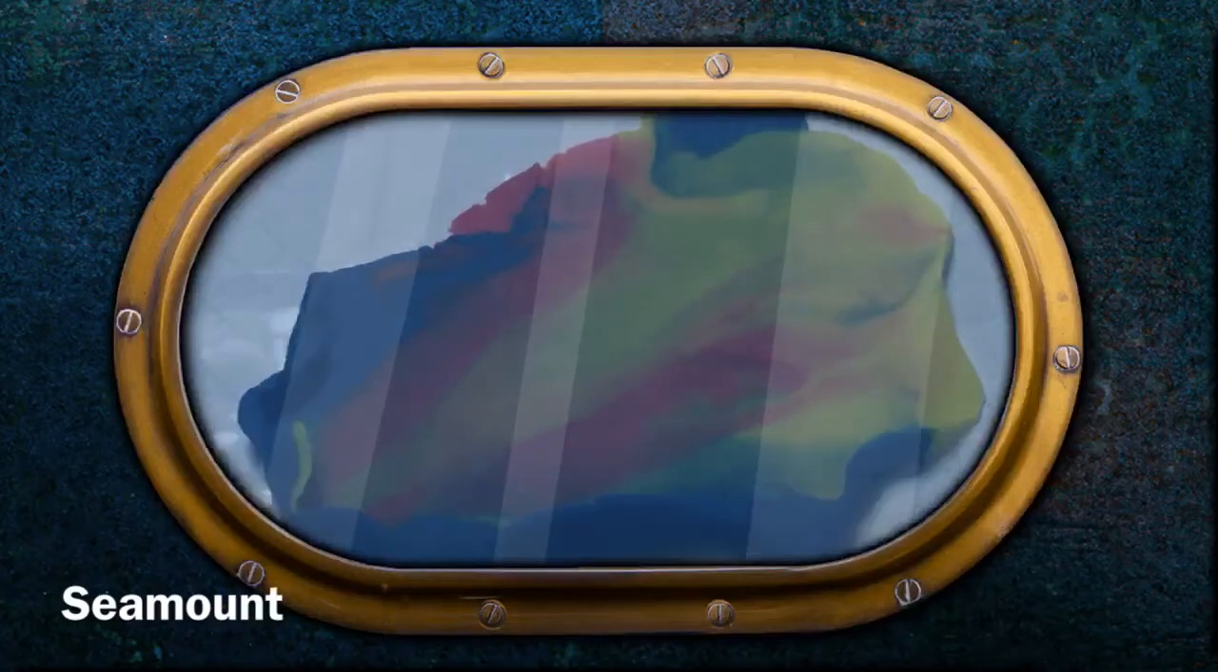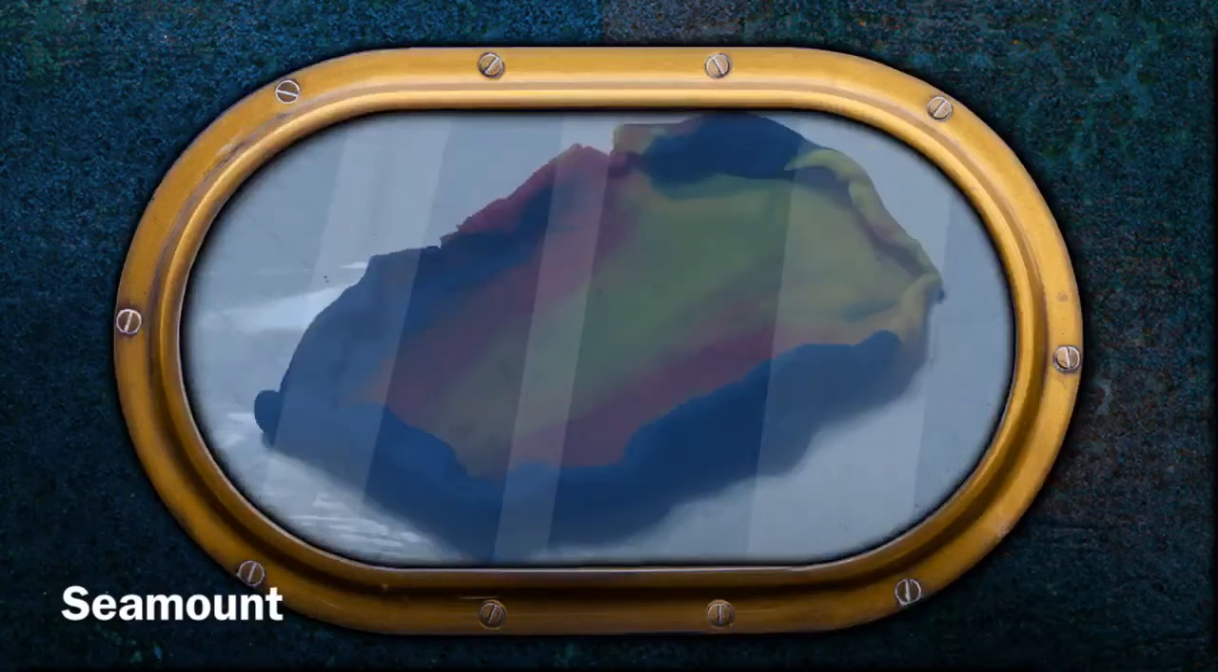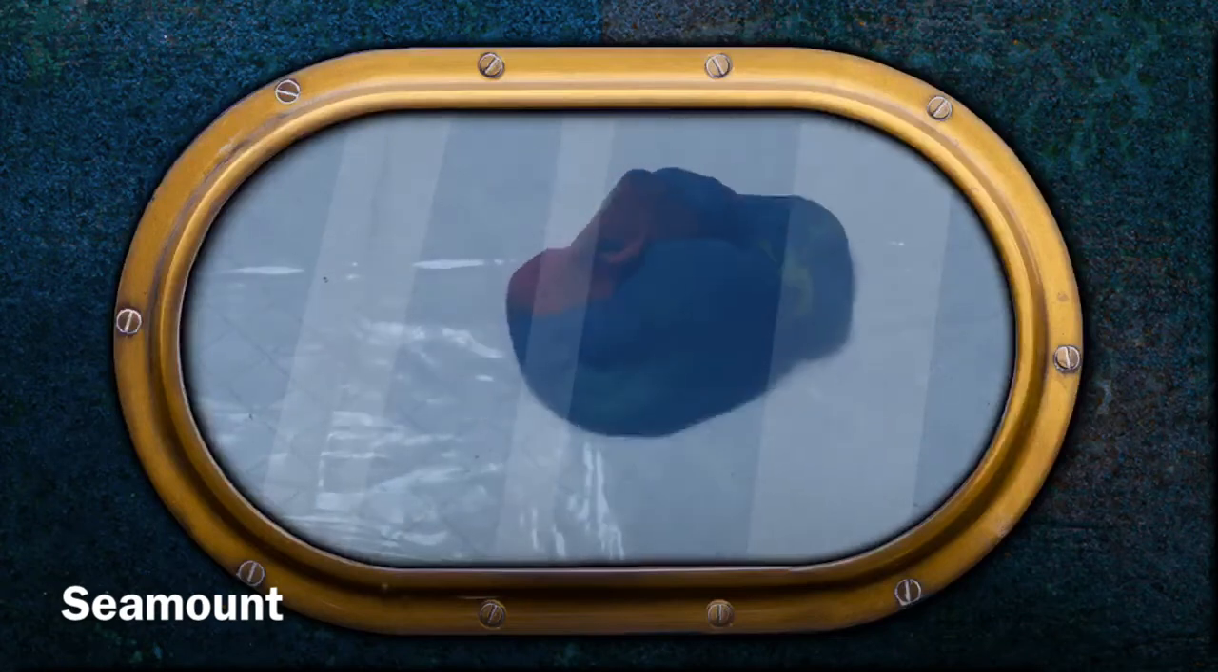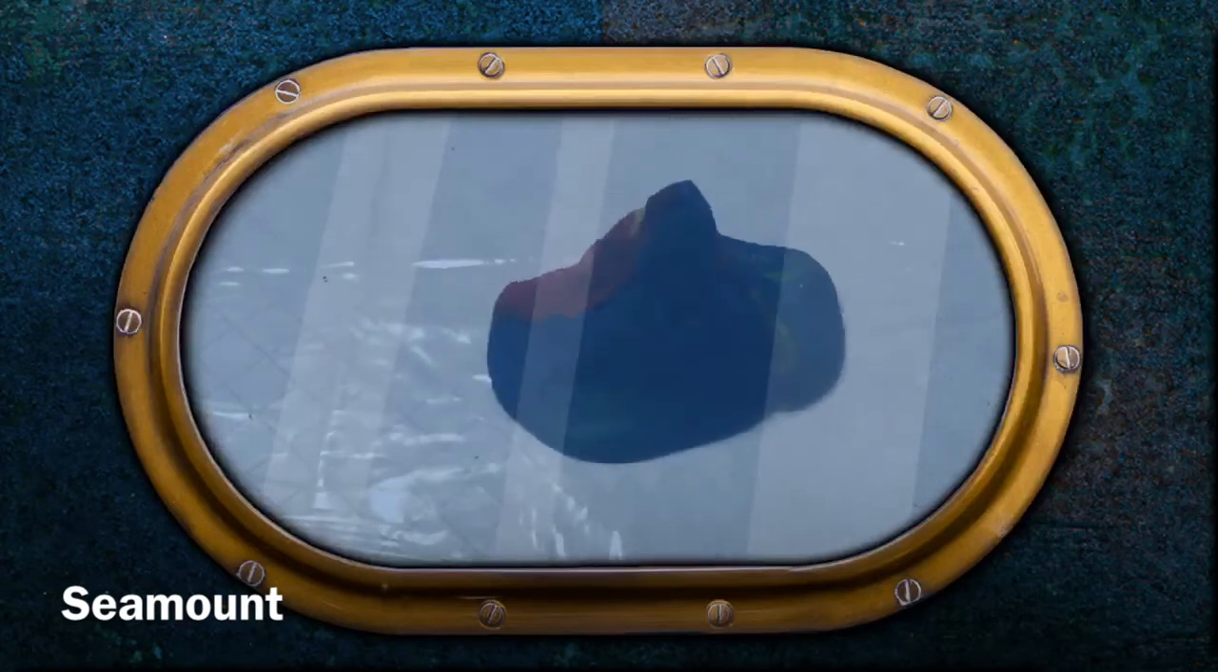Another formation that we will be covering is called a seamount. Seamounts form from volcanic activity and the buildup of hardened lava. Because of this, seamounts can be found at a variety of depths and even form islands.